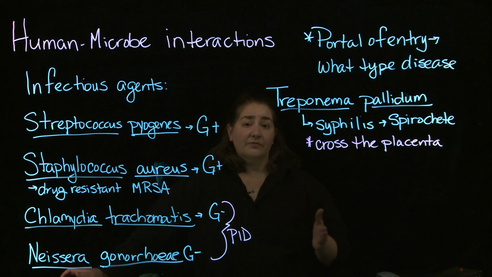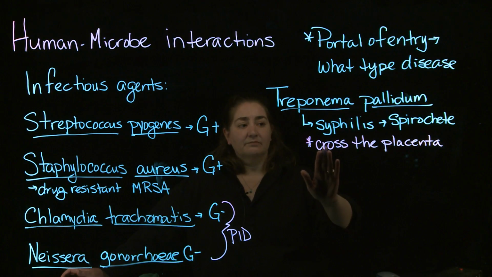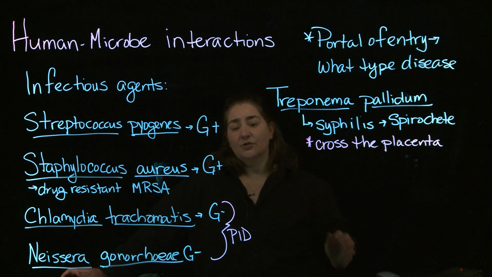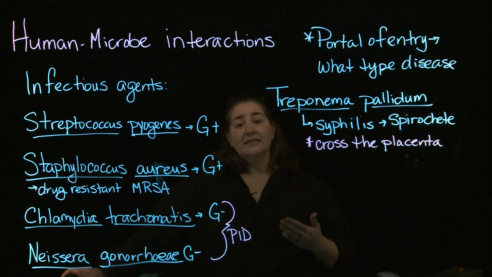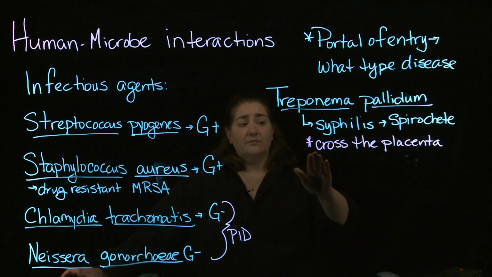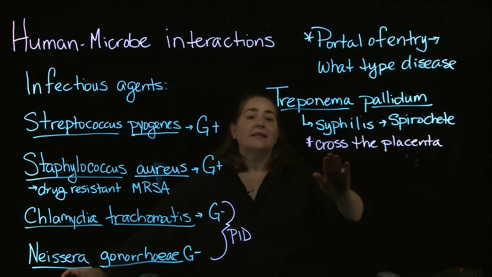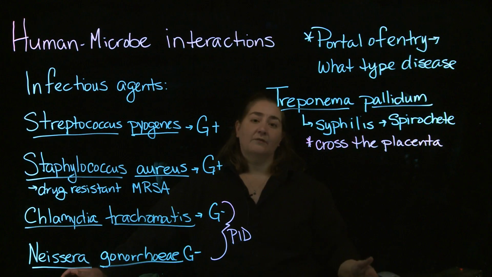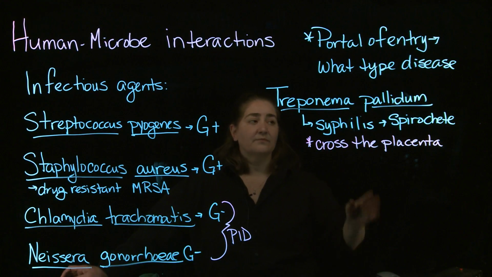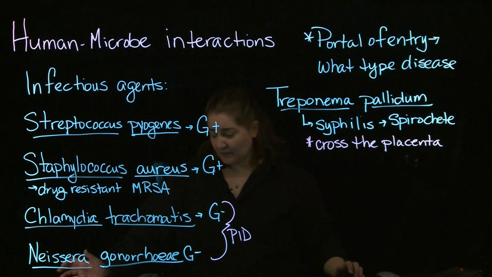So in terms of portals of entry, this is one I didn't focus on in the last video, but the placenta is another way that bacteria or viruses can gain entry to an organism. In this case, the placenta is always going to be a mom to child type of transmission. Mom is infected either with something like HIV or syphilis that crosses the placenta and infects the developing child. Okay? But Treponema pallidum is a bacteria associated with syphilis.